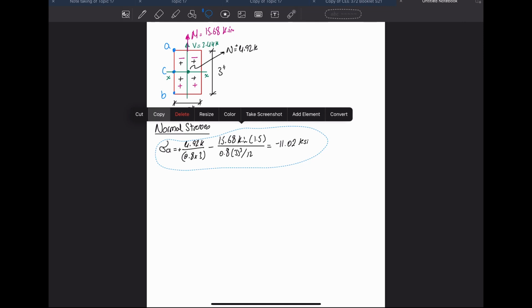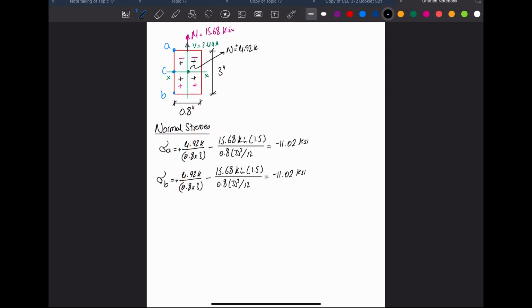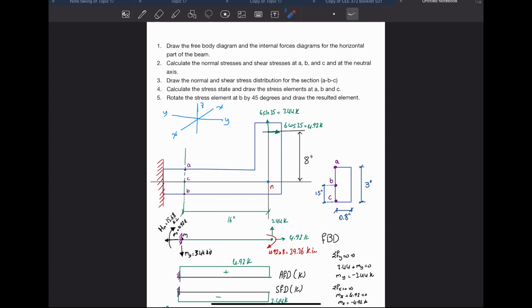Do the same thing for B. I'm going to copy this and use it for B, but I'm going to change some signs. The normal stress is going to be the same, positive, and the moment term should be positive. The value here is going to be positive 15.117 ksi.